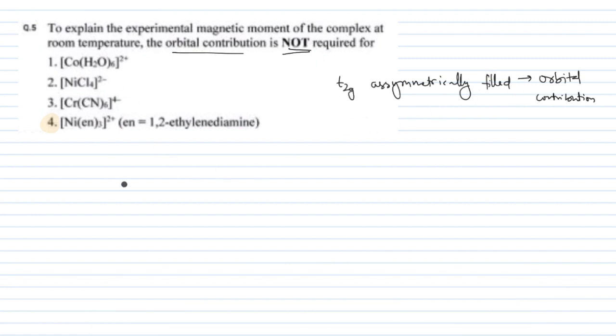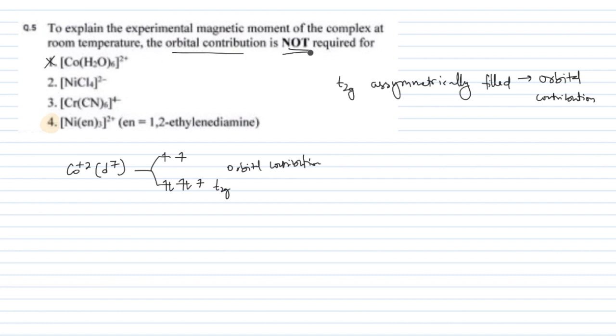Now you have to just look at the options here. In the first one you have cobalt in +2 oxidation state, and it's an octahedral species, right? So it's a d7 species, and if you fill the electronic configuration, 1, 2, 3, and it's a high spin complex. So 7 electrons you are going to fill like this. Now the t2g orbital is obviously asymmetrically filled, so we will have orbital contribution here. So this cannot be our answer.